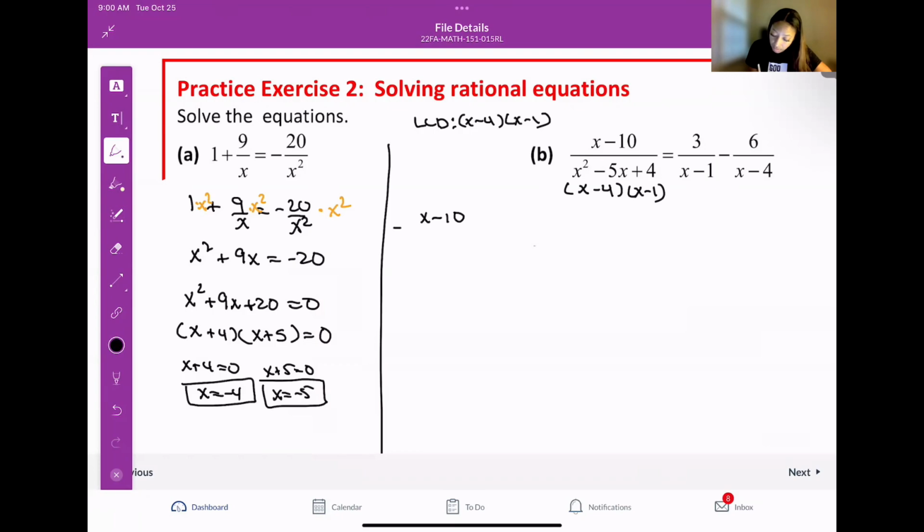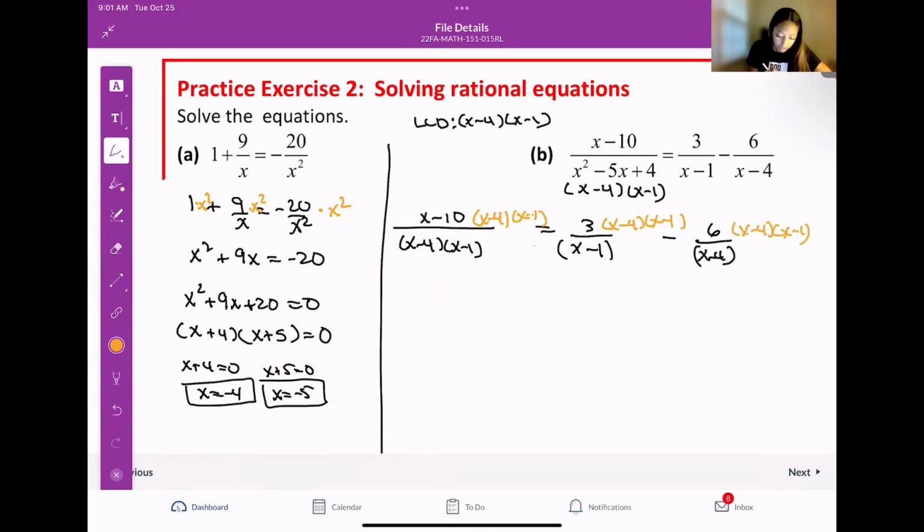X minus 10 over x squared, sorry, I'll just write it in factor form. (X minus 4) times (x minus 1) equals 3 over x minus 1, minus 6 over x minus 4. Okay, from here, we multiply everything by the LCD. And then we know all of the denominators cancel.